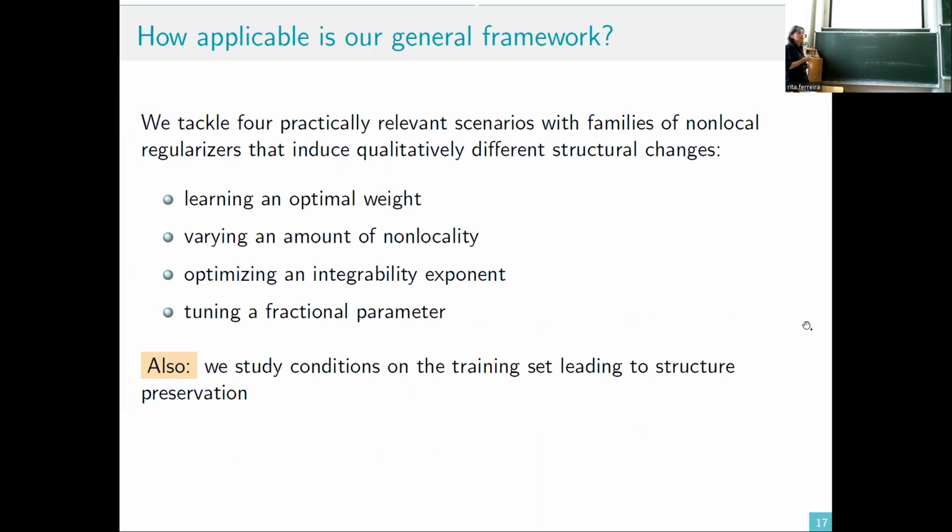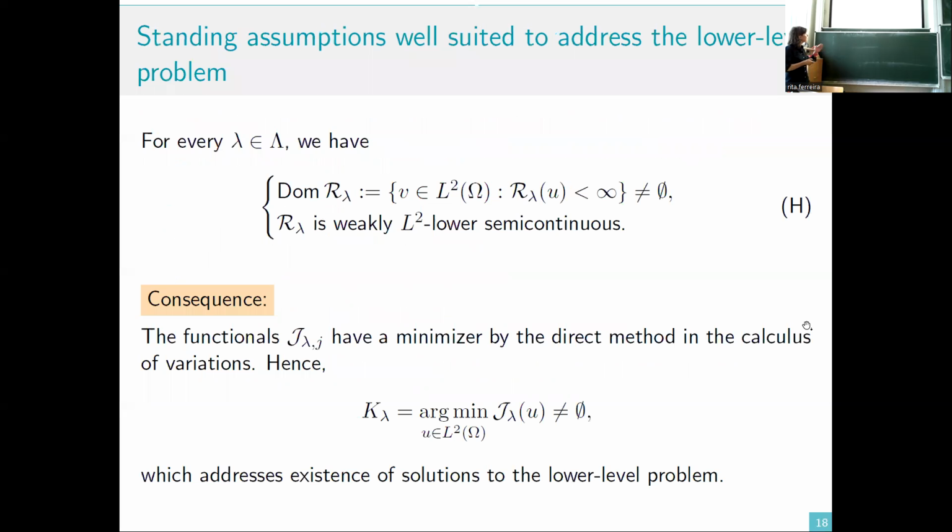And then I will apply all these things to explicit families of functionals. One that involves learning the optimal weight, as I was presenting before for the TV. One where we vary a certain amount of locality. We are also going to learn a certain optimal integrability exponent and tune the fractional parameter. These are the 4 applications that I hope to have time to go through at least briefly and show what are the main properties that we derived. Okay, so now this was a trailer.